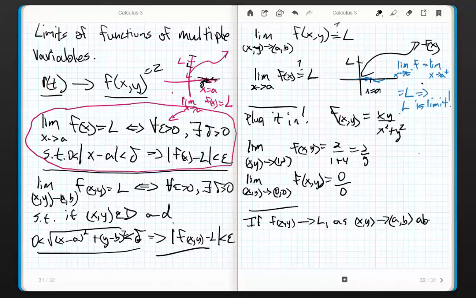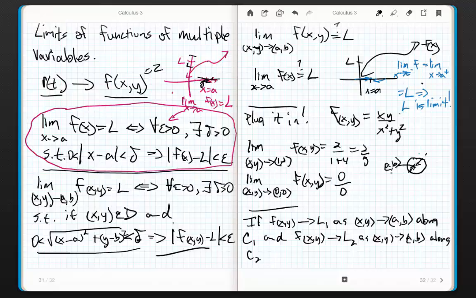along a path, let's say C1. Now, that path would be, remember from the graphic, one of those paths coming into the center of the circle, where the middle of that circle is a, b. Okay, along that path. So we got this. And f of x, y approaches L2 as x, y goes to a, b along a different path, along C2. So that would be along some other path, all right?